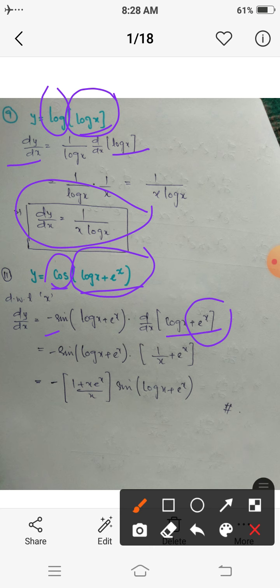So in this way you can find the differential of any function containing logarithmic or exponential functions as a part. So inshallah in tomorrow's video lecture we will discuss logarithmic differentiation, that is how to differentiate a function raised to a power function. So thank you.